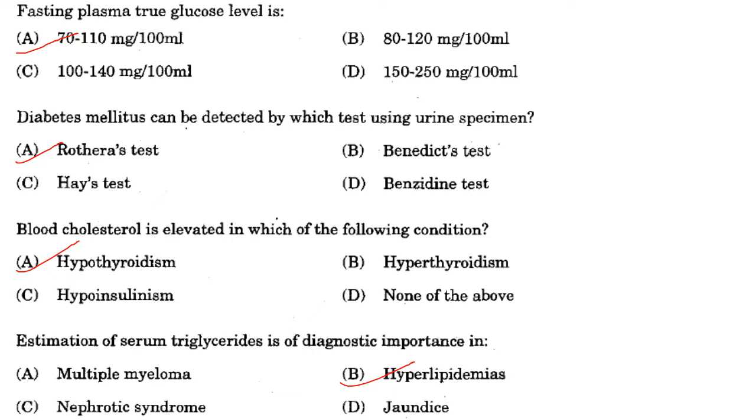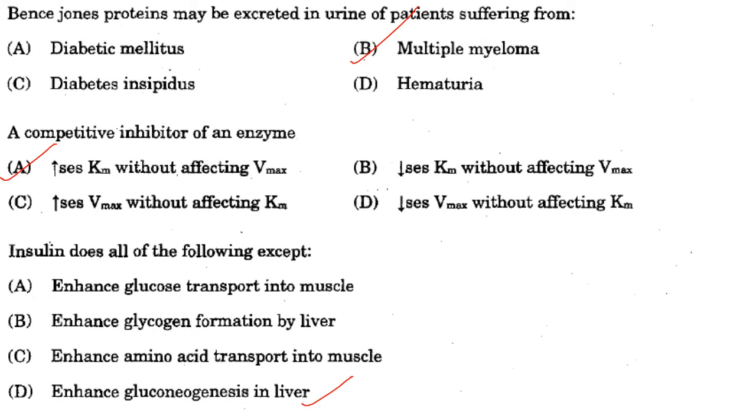Blood cholesterol is elevated in which of the following conditions? So, blood cholesterol is elevated in case of hypothyroidism. Answer is option A. Estimation of serum triglycerides is of diagnostic importance in hyperlipidemias. Answer is option B. Then next one. Bence Jones proteins may be excreted in the urine of patients suffering from multiple myeloma. Answer is option B.